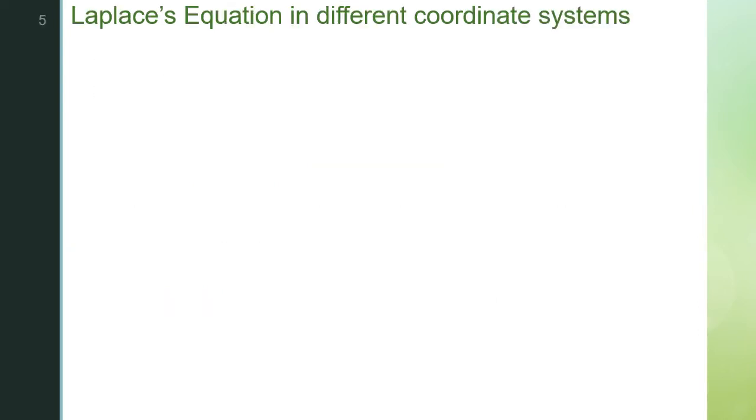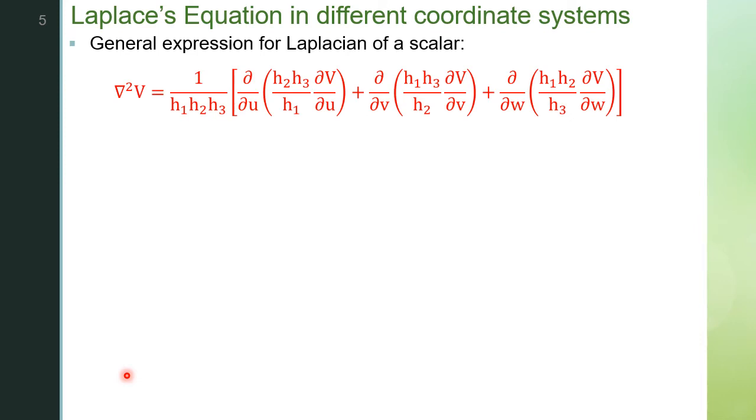Now we have seen the general Laplace equation, that is del square V is equal to 0. The general expression for the Laplacian of a scalar, that is del square V, is given by 1 by h1 h2 h3 dou by dou u of h2 h3 by h1 dou V by dou u plus dou by dou v of h1 h3 by h2 dou V by dou v plus dou by dou w of h1 h2 by h3 dou V by dou w.